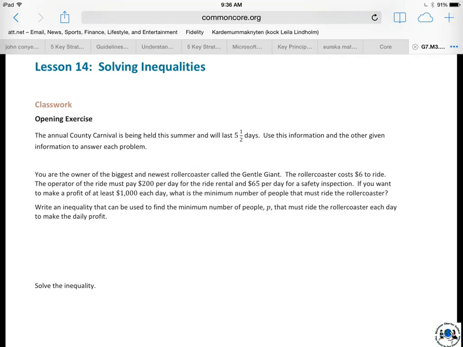Just a couple of things to remember. We're talking about inequalities, as we just did in Lesson 13. Writing an inequality is very similar to writing an equation. It's just that now we no longer use the equal sign, but we use either a greater than sign, a less than sign, a greater than or equal to sign, or a less than or equal to sign. So we're not using the equal sign when we're talking about inequalities.